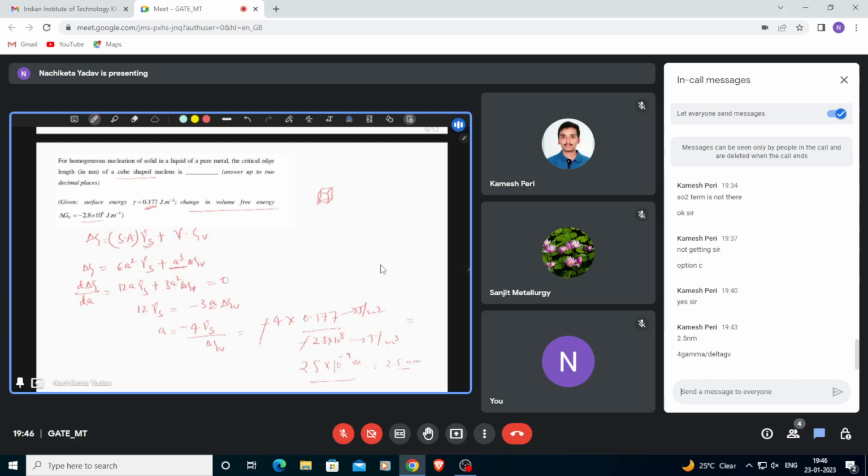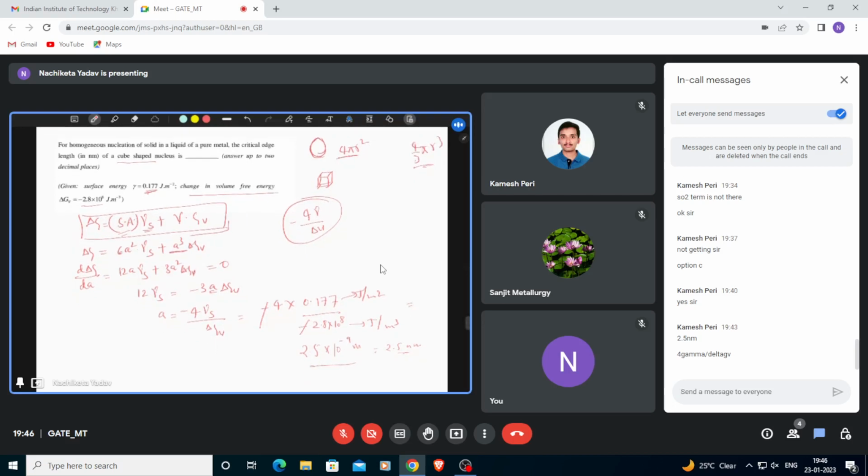4 gamma by delta V. Yes, you can use that, there is no need to remember, but if you know this formula, it is easier. Suppose it is a spherical shape, then you just write 4 pi r square for surface area and 4 by 3 pi r cube for volume, and differentiate. It would be much easier. You can also do it for cylindrical. Is it okay?